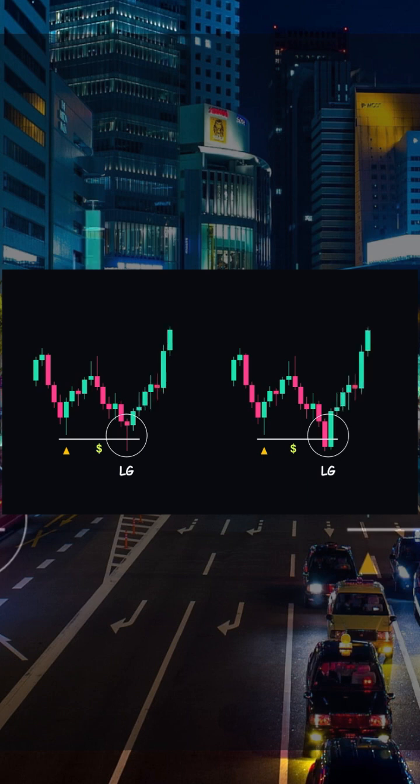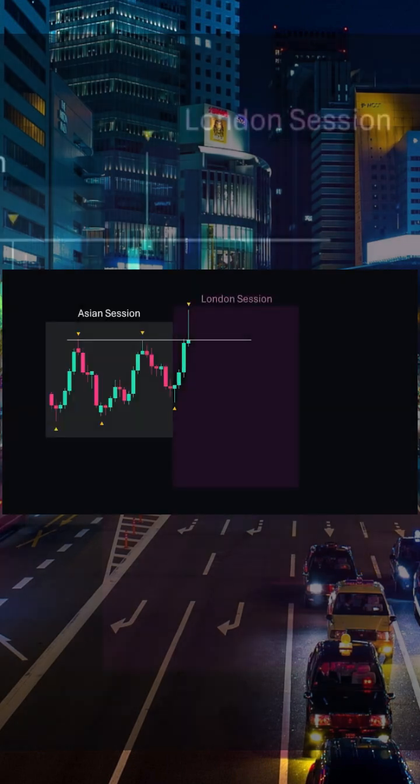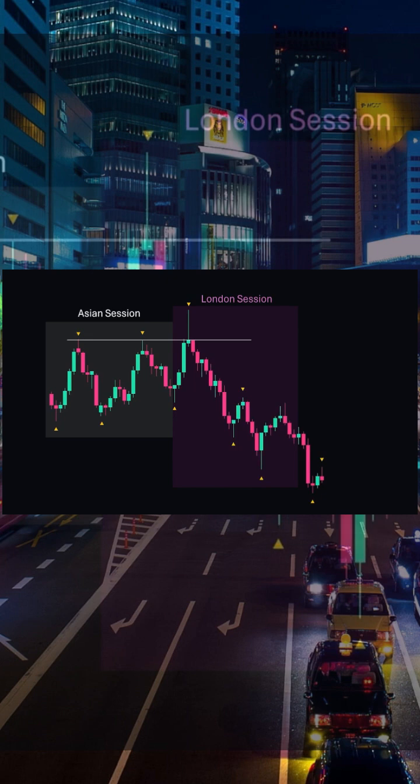For example, if price sweeps above Asian high during the London opening but then quickly closes back below the level, it shows buyers have been trapped. This gives traders a chance to look for short setups, expecting the price to reverse and move lower. The same logic works for a bearish liquidity grab pattern.